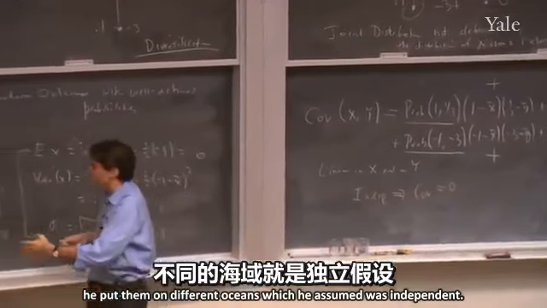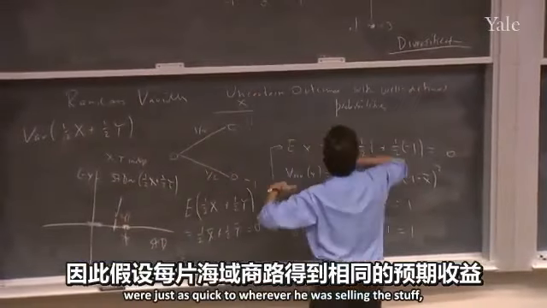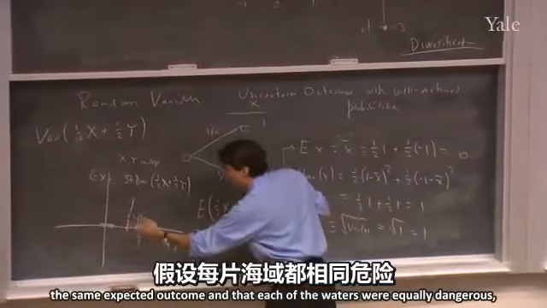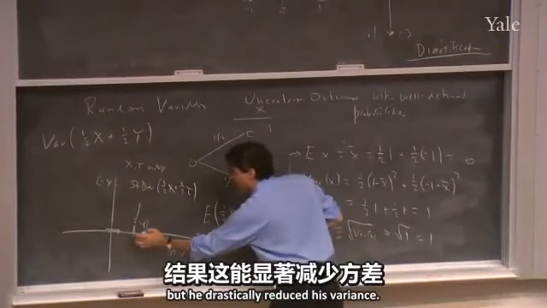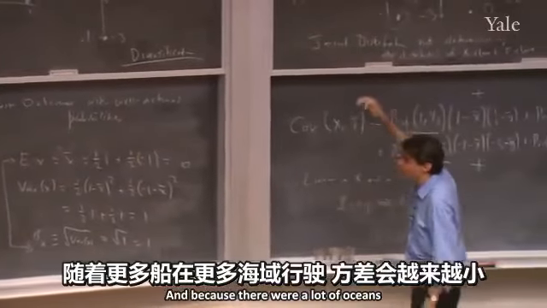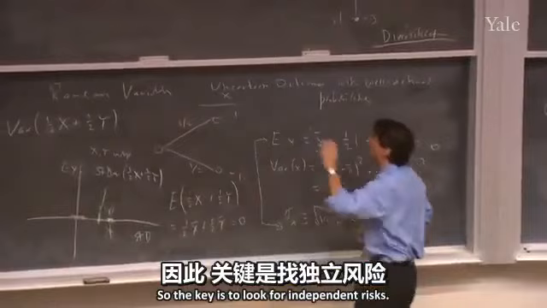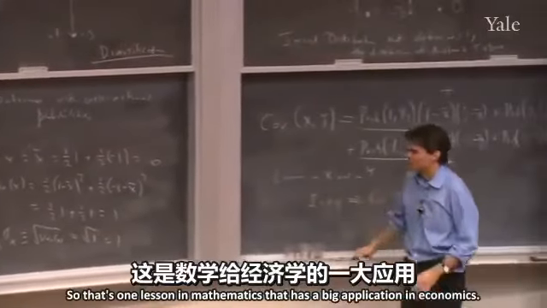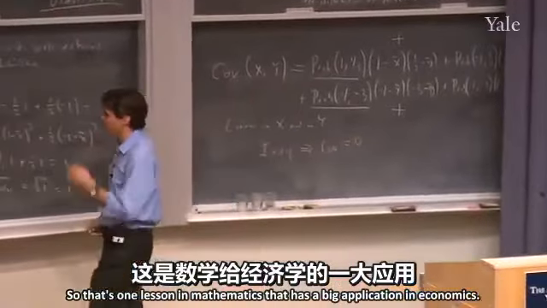So instead of putting all the ships on the same ocean, he put them on different oceans, which he assumed were independent. So he had the same expected outcome, assuming the paths were just as quick to wherever he was selling the stuff, and that each of the waters were equally dangerous, but he drastically reduced his variance. And because there were a lot of oceans and a lot of ships, this number went down further and further. So the key is to look for independent risks. Okay, so that's one lesson in mathematics that has a big application in economics.